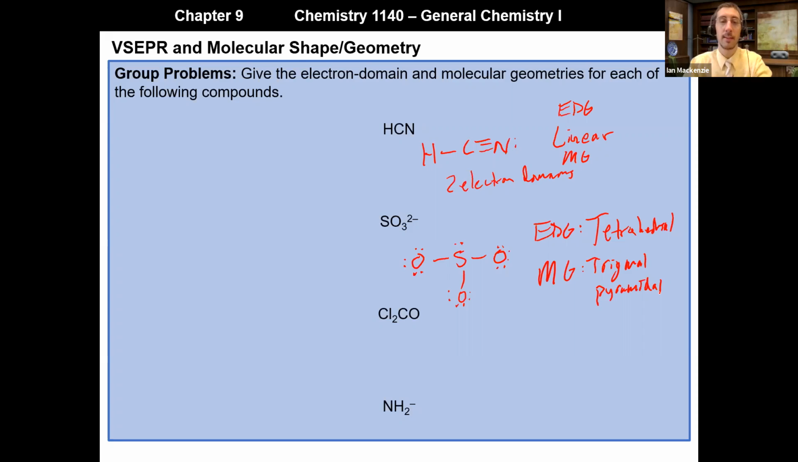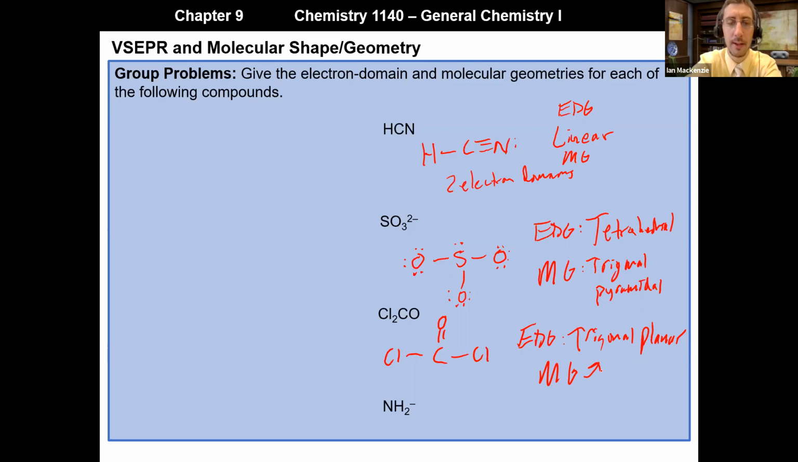Finally, let's take a look at Cl2CO. If I draw this out, that's carbon, Cl, Cl, and double bonded to O. The central atom there is carbon. It has only 3 electron domains. 3 electron domains is a trigonal planar geometry, and the molecular geometry is actually the same because there are no lone pairs on carbon.